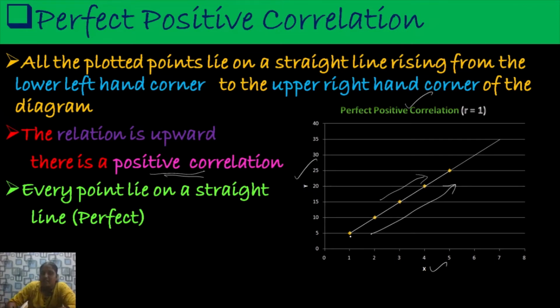And if every point lies on the straight line, look at here, all the points lie on the straight line, then we say perfect. So points lie on the straight line, perfect, and there is an upward movement, so positive. So there exists perfect positive correlation between the two variables.